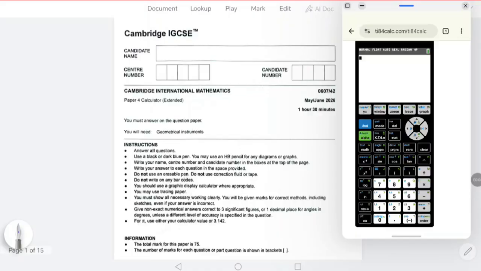Today we are doing paper 4, 0607 May/June 2026. Again, this paper looks a little bit harder than paper 2. There are many complex questions compared to the previous one, but in general it's fine.